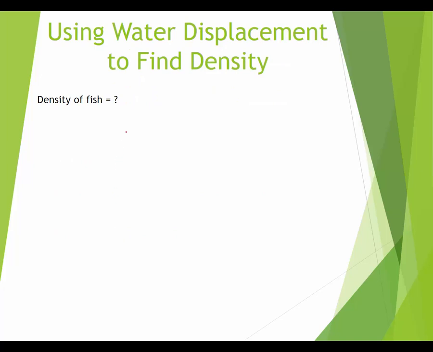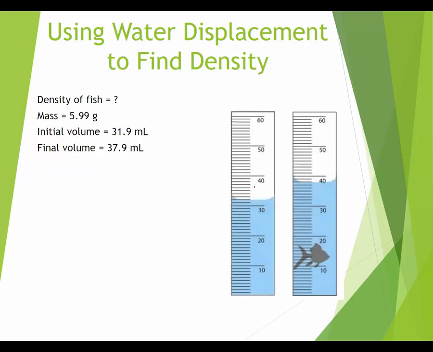For instance, I'm going to give you 3 different examples. In the first example, I'm trying to figure out the density of a fish by the water displacement method. This entails first finding the mass of the fish by placing it on a mass scale, then dunking the fish into a graduated cylinder. Before I dunked, the volume was 31.9 milliliter. After dunking the fish, the volume rose to 37.9 milliliter. This allows me to find the volume of the fish by subtraction.